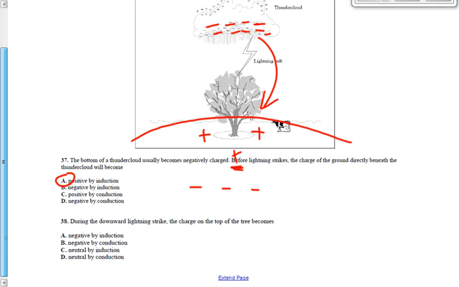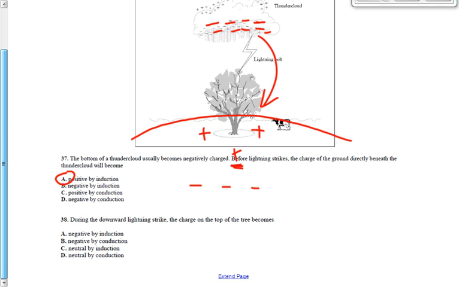38, we didn't do quite as well on this one. During the downward lightning strike, what happens? Well, electrons are going to go down to the ground. It's a negatively charged cloud, at least the bottom of it is. The electrons are going to go down to the ground. That's a transfer of charge. Right away, we know that's what? Induction or conduction? Conduction. So it's going to be either B or D. 45% of you said B, 41% of you said D. So most of you recognized that it is conduction, but it was about 50-50 whether it was negative or neutral.